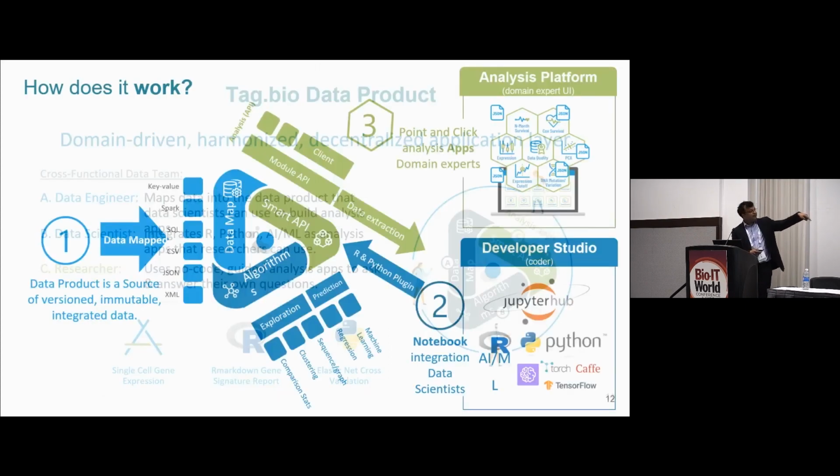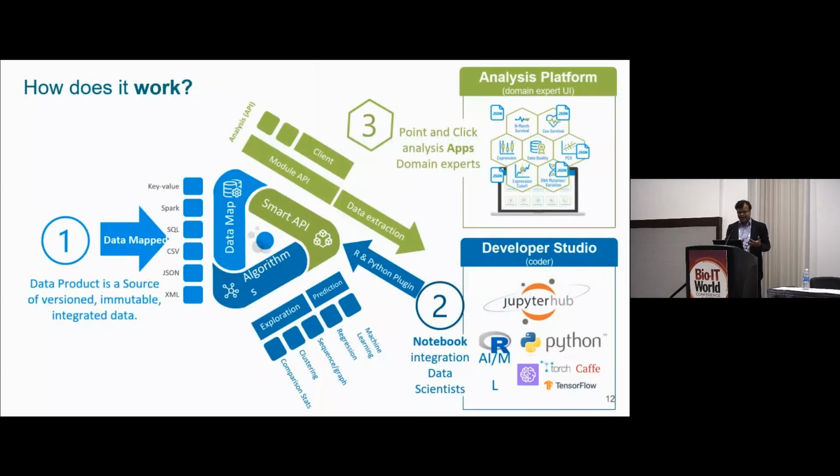So the first layer, we map to almost everything, like key value pairs, Spark, SQL, CSV, you name it. The algorithm layer, we provide certain algorithms baked into it, but you can bring your own algorithm as well. And the third layer is the API layer that serves both the analysis platform, so we have a given analysis platform, and a notebook system where you train or develop the models.